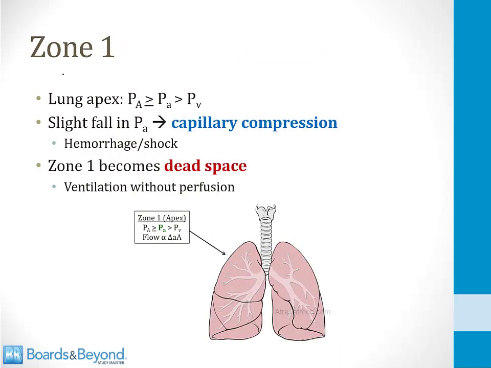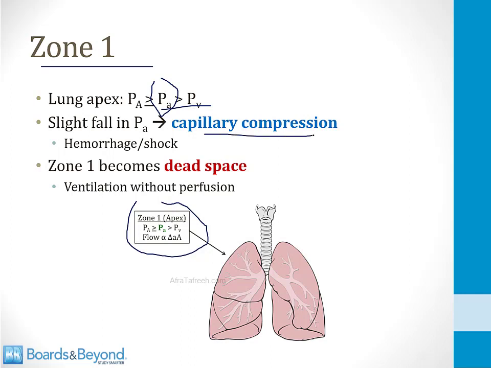Let me make a super high yield point about zone 1. That's the portion of the lung at the apex where the pressure in the alveolus is equal to or greater than the pressure in the arteries and veins. If you have a slight fall in the arterial pressure, that's going to lead to capillary compression, and this can happen in many pathologic conditions like hemorrhage or shock. When this happens, zone 1 is going to become dead space. It's going to be ventilated, but it won't have perfusion. And that's something they like you to know for step 1. A small change in blood pressure to decrease the arterial pressure can lead to zone 1 becoming dead space.